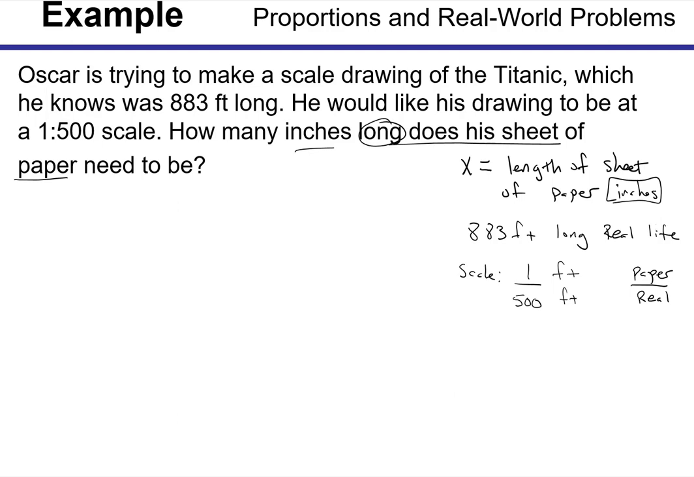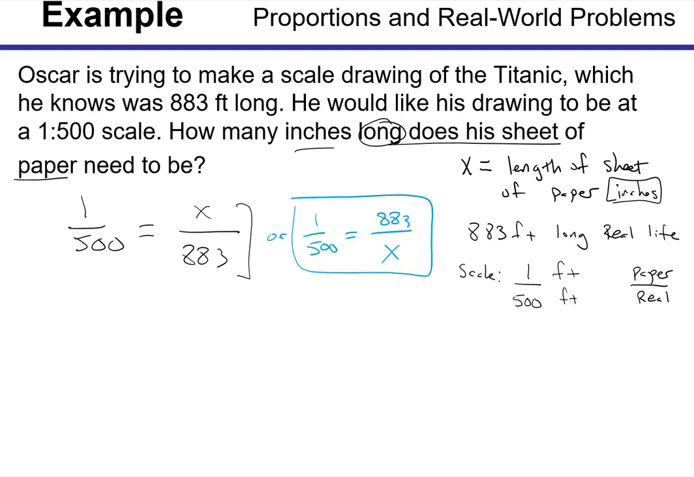Okay, so I want to write an equation for x. And I know this part of the equation, 1 over 500 equals. Now I need the other ratio. Now the big question I would ask you in the second ratio is whether x is on the top or the bottom. So I wrote down 2 equations here for us. 1 over 500 equals x over 883, and 1 over 500 equals 883 over x.